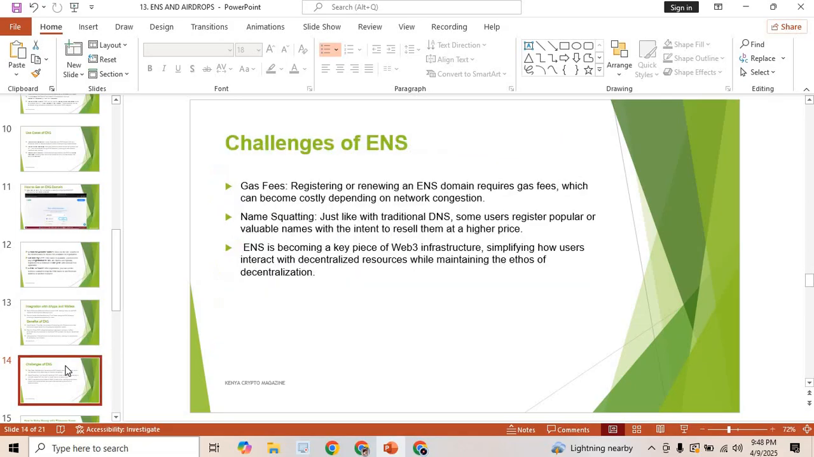So what are the challenges of this system? Number one, the gas fees. And we said Ethereum is the most expensive ecosystem in terms of gas fees and the fees that they charge. So registering or renewing an ENS domain requires gas fees, which can become costly depending on the network congestion. Number two, name squatting.